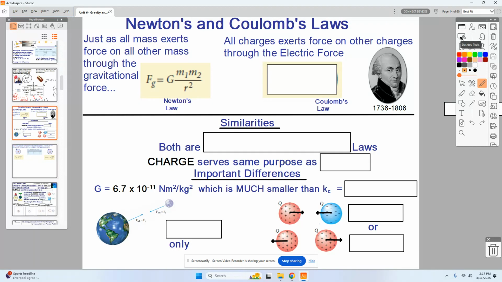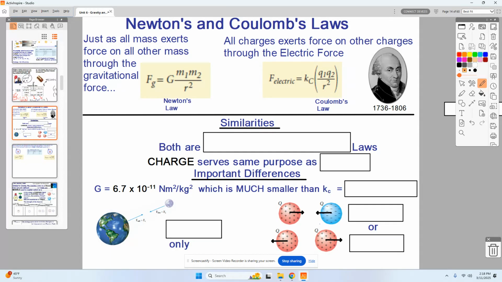Electric charges are able to exert forces on other electric charges through the electric force. I'm going to show you now how to calculate the amount of force based on charge. We've already studied the universal law of gravity, developed by Newton. Mass attracts all other mass according to that equation. Well, Coulomb's law is very, very similar to the gravitational law.